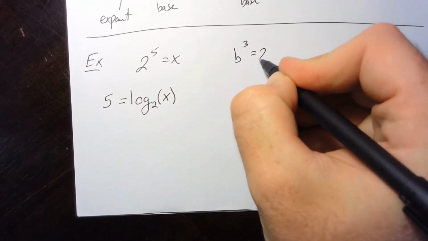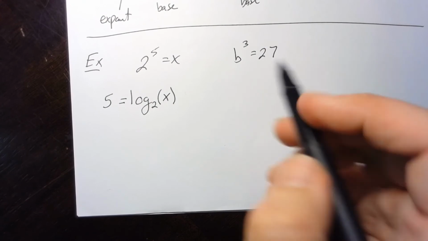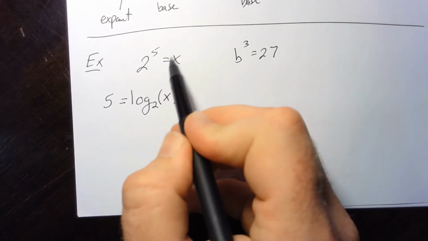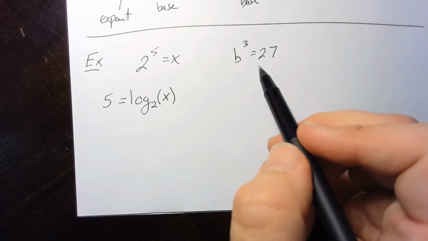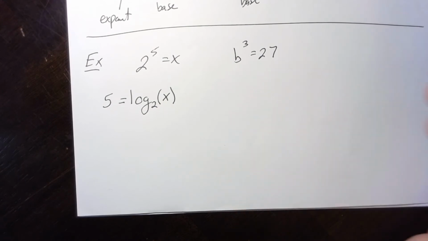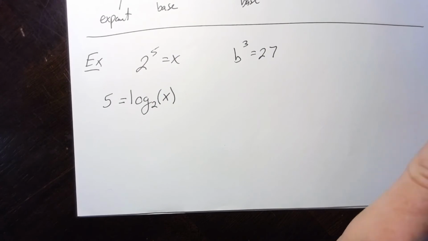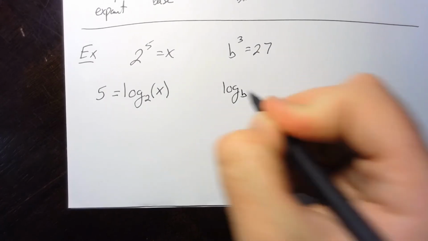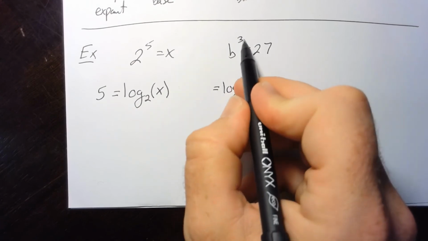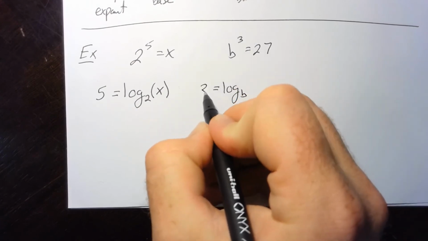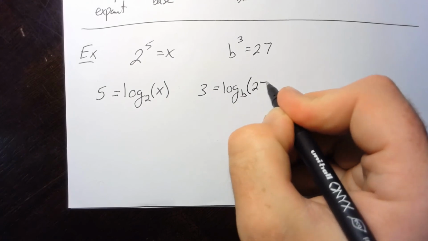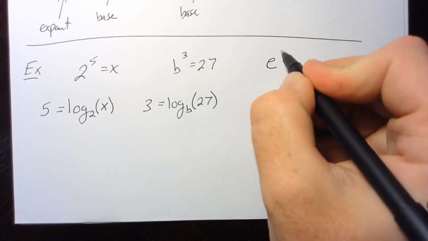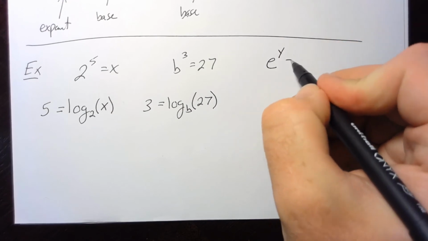b to the power of 3 equals 27. In this case, again, we should be able to evaluate this value of b just like we should be able to evaluate this x. But we're not being asked to evaluate them, we're being asked to, again, rewrite them in logarithmic form. So my base is b, I have log base b. I know that every log is equivalent to an exponent. My exponent is 3 here. And then what goes inside that log? The 27.